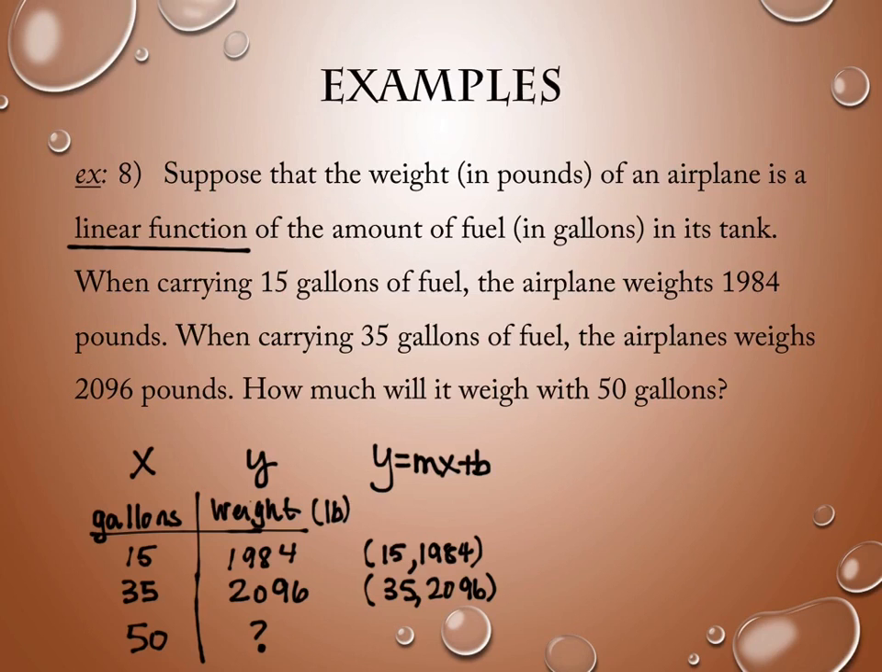M, right. I don't know b. b would be the empty airplane, right? And it doesn't tell me that, so I don't know that right away. But I can find m using the 2 points that I'm given. So my m value would be the second y value, so I'll use the 2096, minus the first y value, 1984. And I would be dividing by 35 minus 15. So somebody calculate that for us. What do you got?